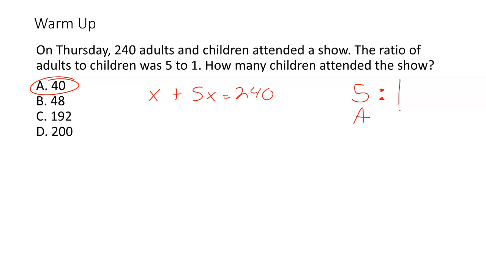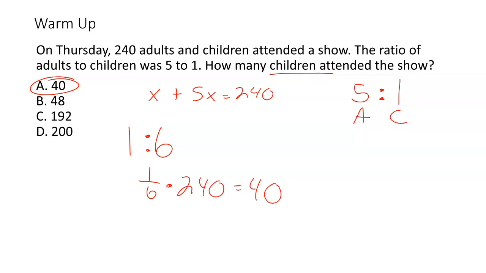to 1, right? Adults to children. Okay? Which, if you have 5 adults and 1 child, how many people is that total? Right? So if we're looking at children, 1 out of every 6 people is a child. So I have a ratio of 1 to 6, or 1/6. I take that and I multiply it by 240. That gives me how many children are at the show.